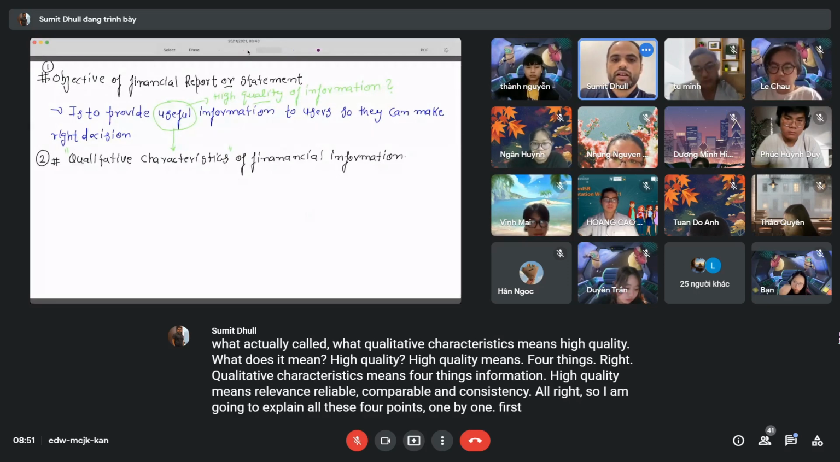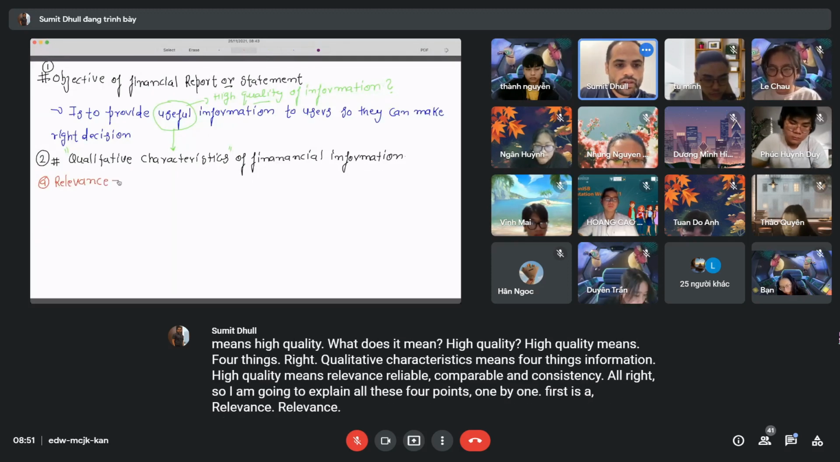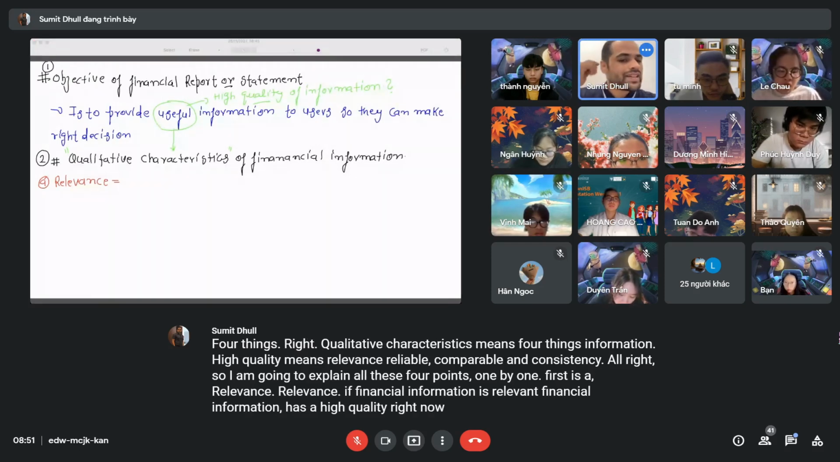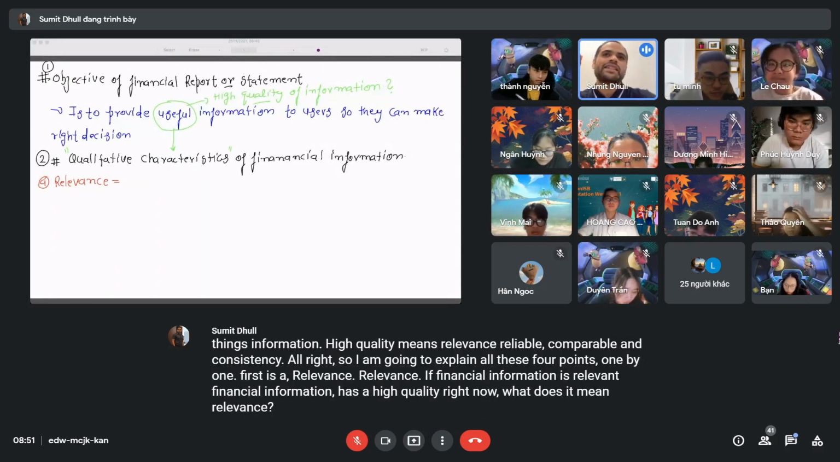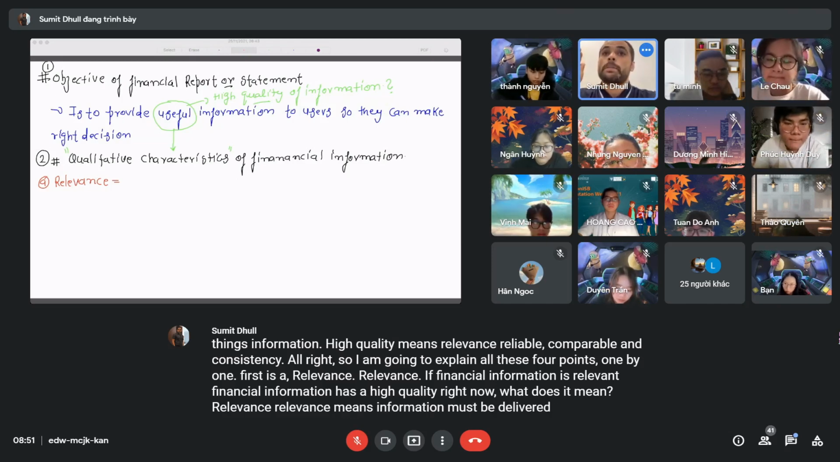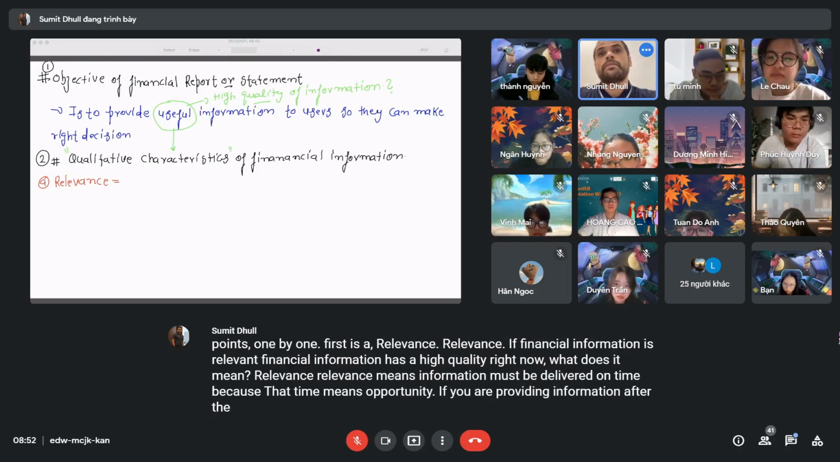First is relevance. If financial information is relevant, financial information has a high quality. All right. Now, what does it mean, relevance? Relevance means information must be delivered on time, because the time means opportunity. If you are providing information after the opportunity, there is no value of that information.